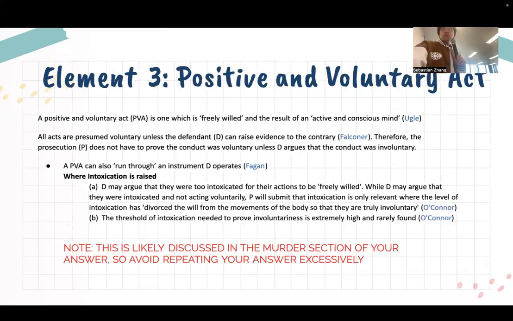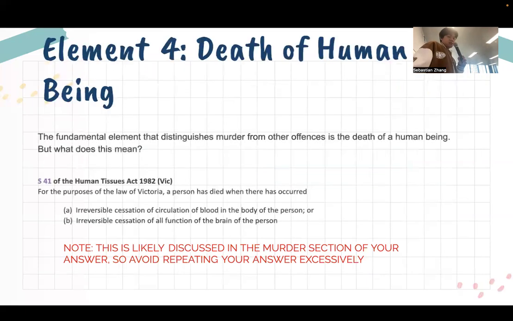Okay, so element 3 is voluntary act. This is pretty much the same as everything that we looked at previously. Nothing much to talk about. Death of a human being again has been talked about before, in last week's lesson. The only thing you need to look at is section 41 of the Human Tissues Act, but the question will always tell you if the person has died. If not, they can't set a murder, homicide or manslaughter question. So 3 and 4 are not contentious.